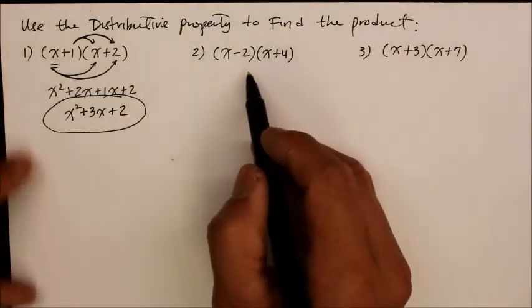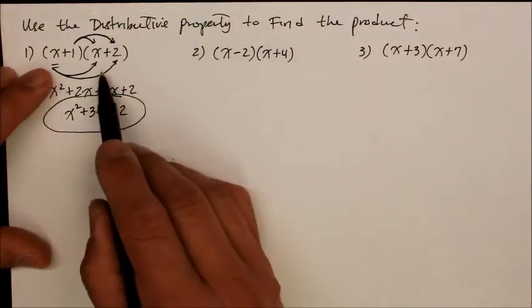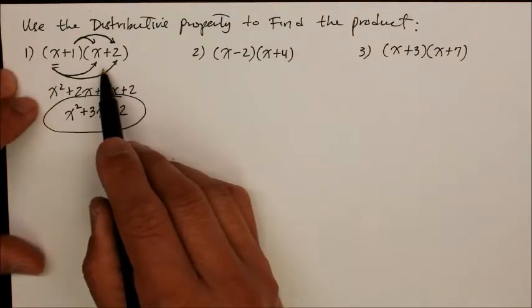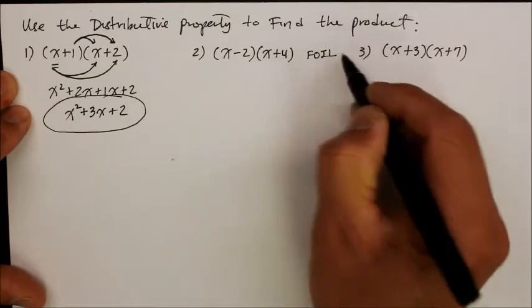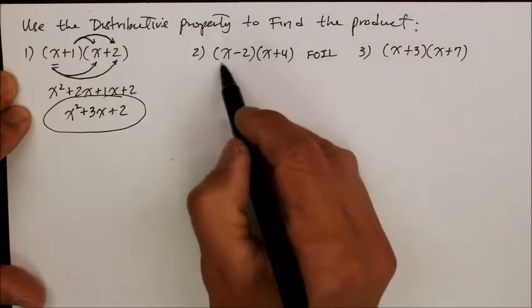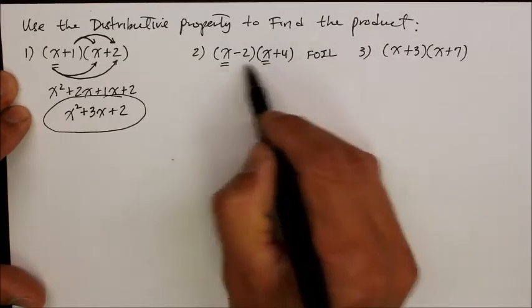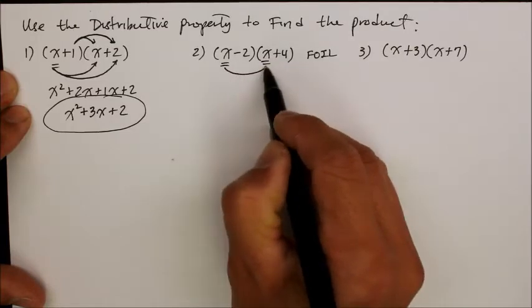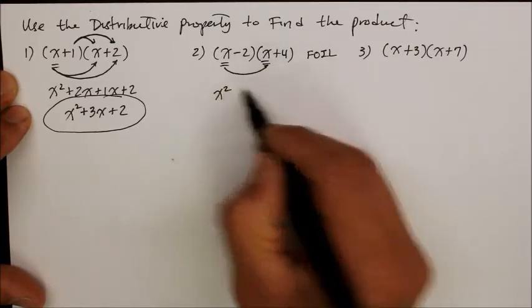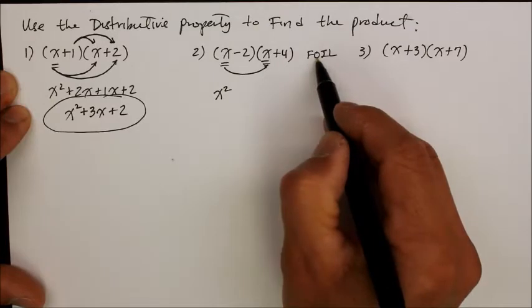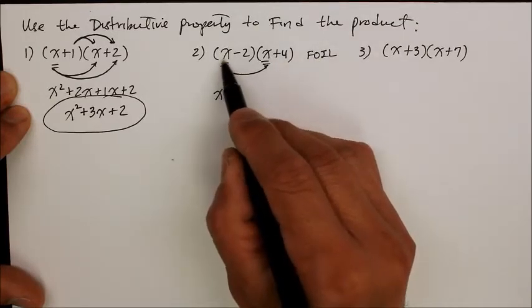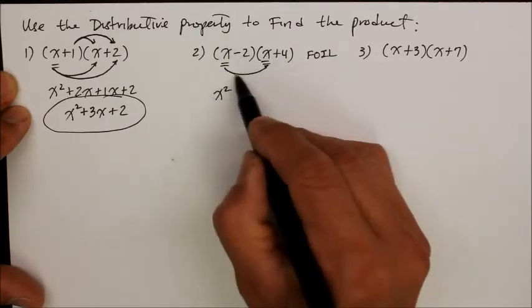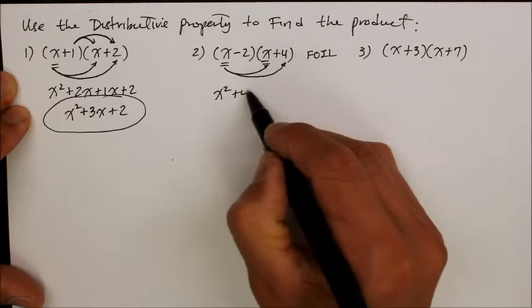Now, distributive property of two binomials, sometimes we call that the FOIL method. F-O-I-L. F means the first terms of the two binomials, because x times x is x squared. O means the outside terms. If this is the bus, these are the window seats. They're the outsides. So x times 4 is 4x.